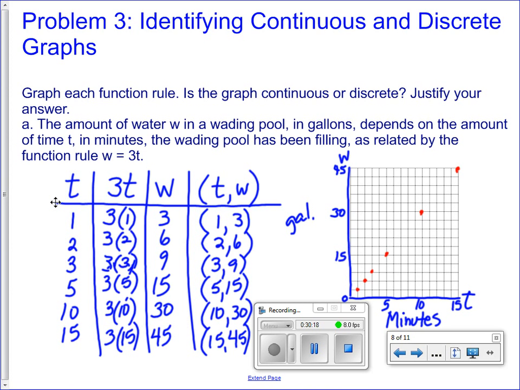Now, this is one where we can have all these points in between as we're filling it with water. So this is what you would call a continuous function. All right? The water doesn't go in just 1 gallon at a time. It's continuously filling. So this is a continuous graph.